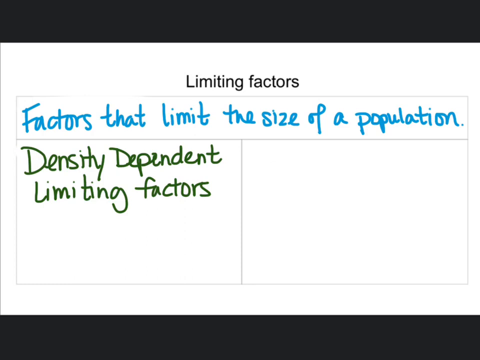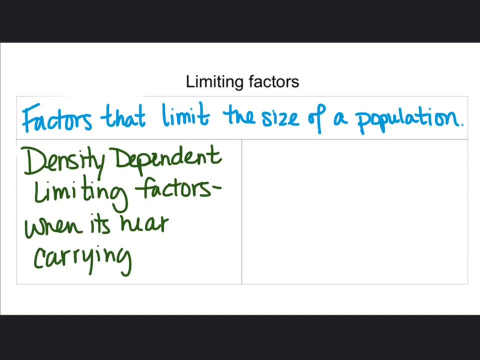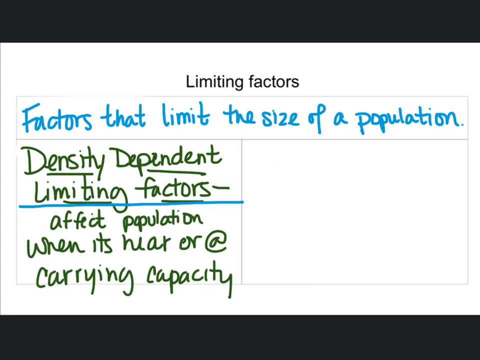So density-dependent limiting factors are those factors that only kick in and start to limit the size of the population when it's near, what's that magic number? Carrying capacity. So when the population has grown to be near or at carrying capacity, density-dependent limiting factors start to play a role in limiting the population.